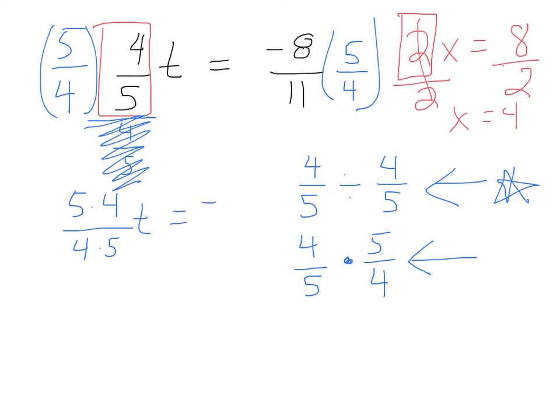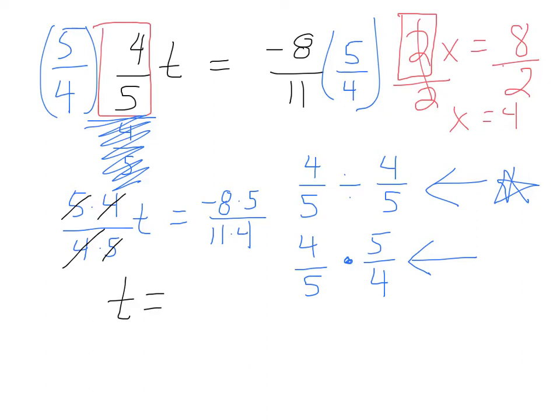On the left, you have negative 8 times 5 over 11 times 4. We set it up like this on purpose so that the t would become isolated. 5 times 4 is 20. 4 times 5 is 20. 20 over 20 is 1. T. There it is. Or you can see that these 5s will cancel, these 4s will cancel, and you'll be left with the t. Easy steezy.